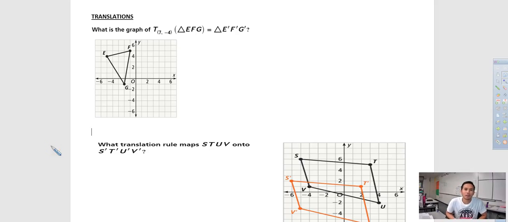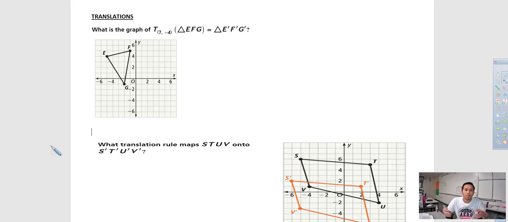Today we are going to talk and discuss about translation. A translation, by definition, is a transformation which slides a figure a fixed distance in a given direction. In a translation, all of the points move the same distance in the same direction. A translation is called a rigid transformation or isometry, because the image is the same size and the same shape as the pre-image. So in a translation, the shape will not change.